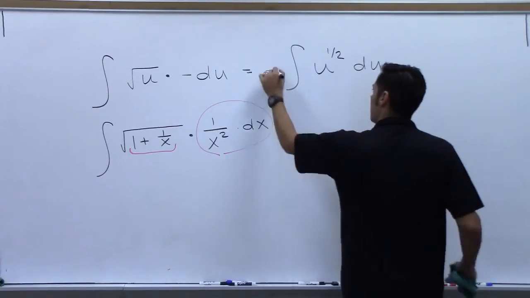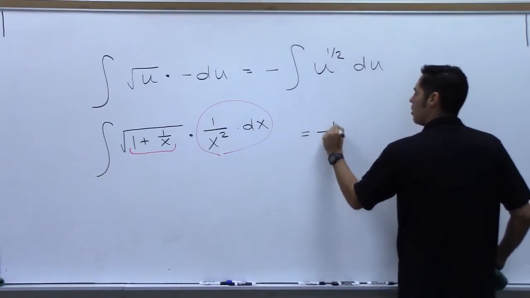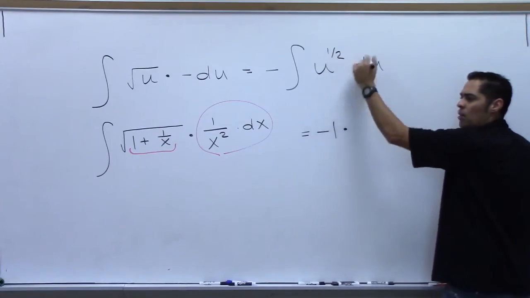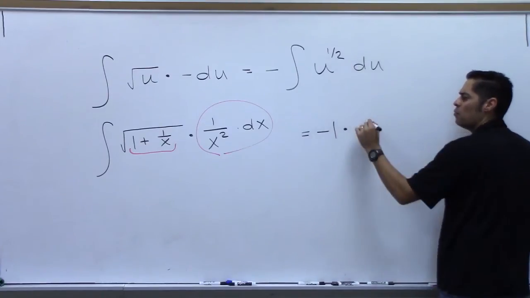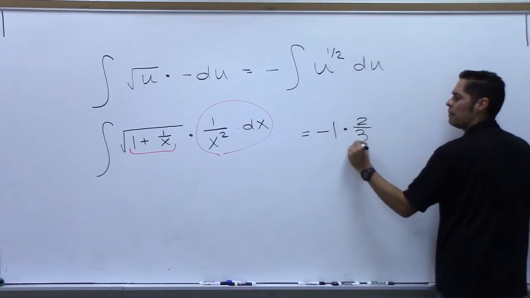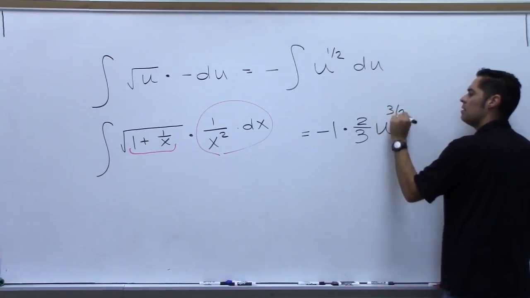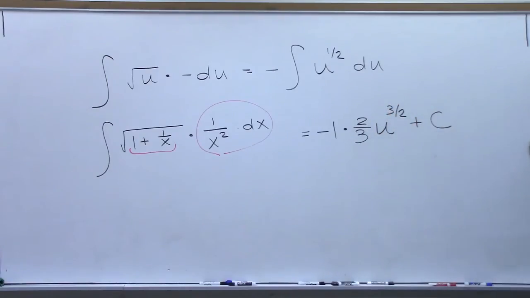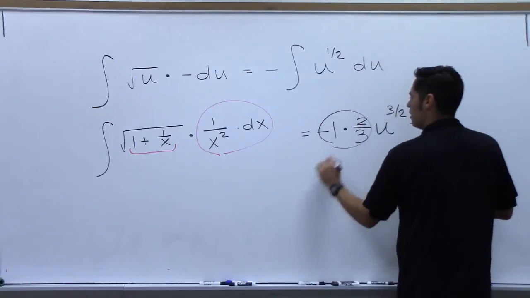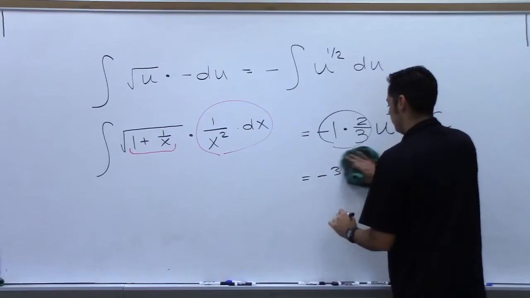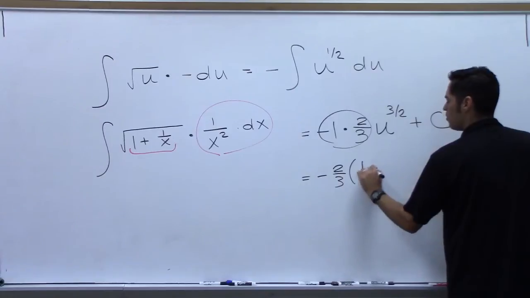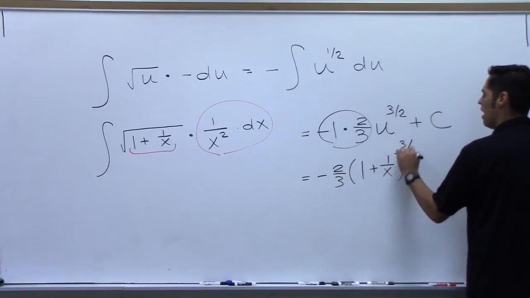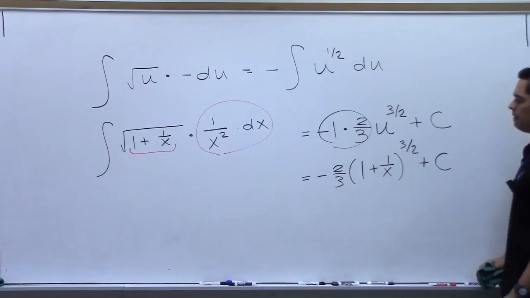So the negative stays out front, right? Negative 1, I'll say. And then I do my little adding 1. And so when I add 1 to that, I get 3 halves. And then in front of it, I do 1 over 3 halves, which is 2/3. U to the 3 halves plus some constant. Now replace u. And I'll also put these two together. So negative 2/3 u, which was 1 plus 1 over x, to the 3 halves plus c. That's it.